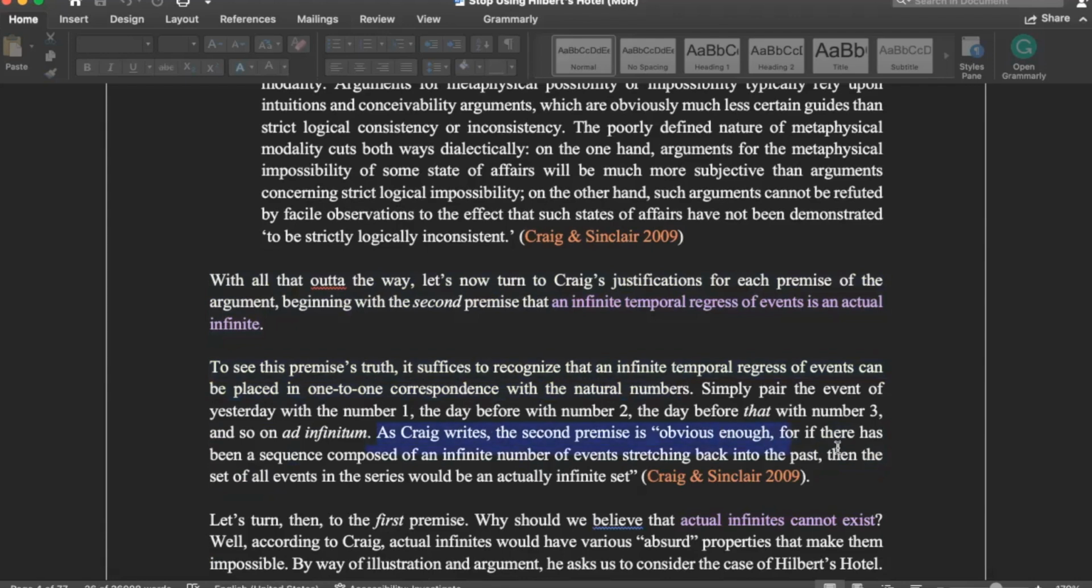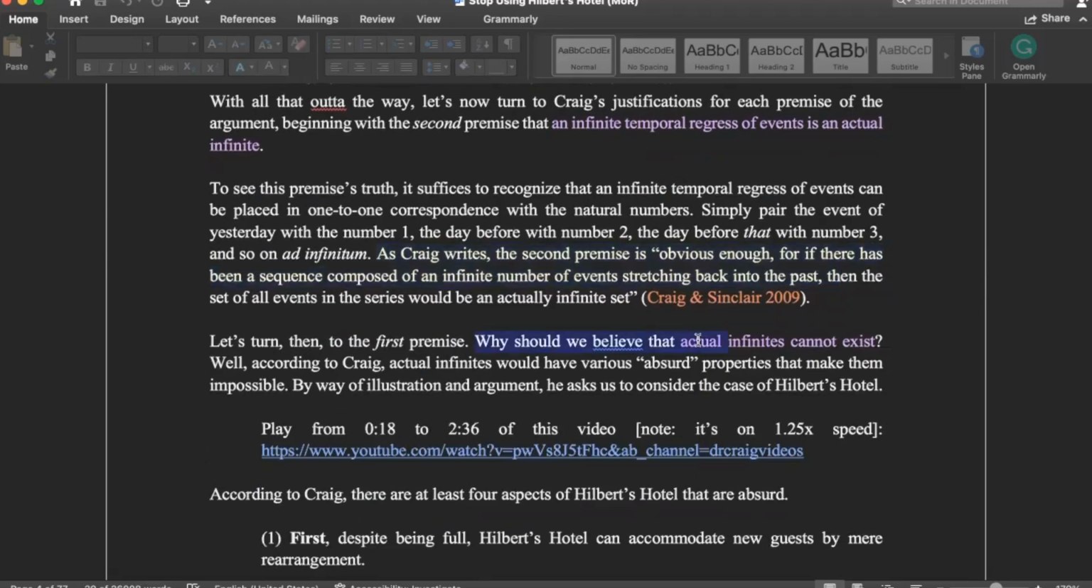As Craig writes, the second premise is obvious enough, for if there has been a sequence composed of an infinite number of events stretching back into the past, then the set of all events in the series would be an actually infinite set. Let's turn then to the first premise. Why should we believe that actual infinites cannot exist?